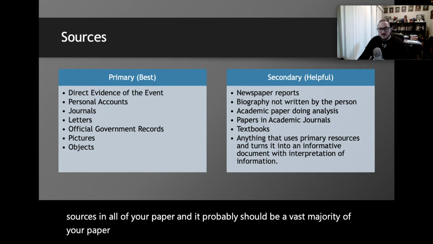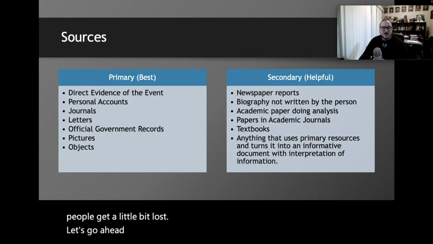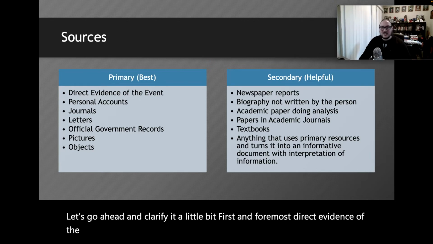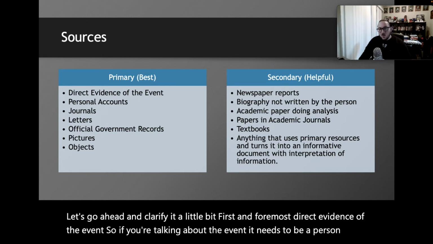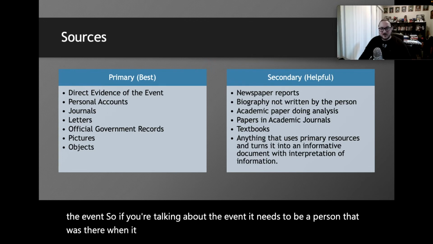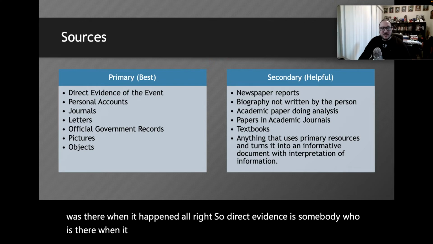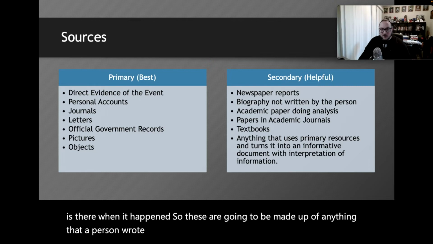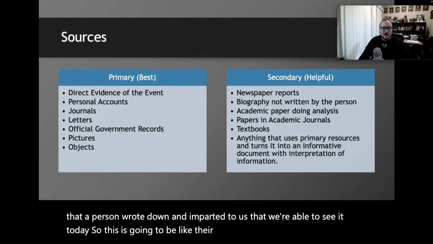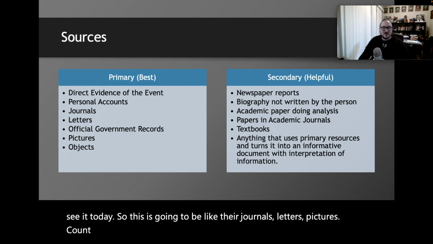Primary sources are the following. This is where people get a little bit lost, but let's go ahead and clarify it a little bit. First and foremost, direct evidence of the event. So if you're talking about the event, it needs to be a person that was there when it happened. All right? So direct evidence is somebody who is there when it happened. So these are going to be made up of anything that a person wrote down and imparted to us that we're able to see today. So this is going to be like their journals, letters, pictures count as primary sources.